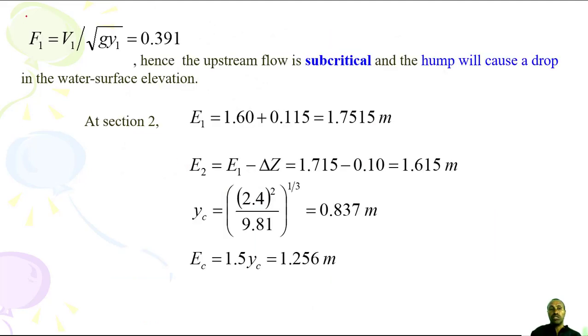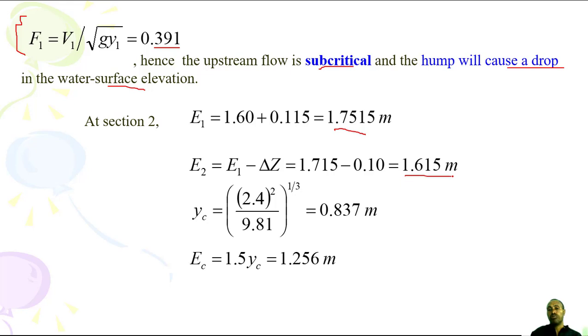But first, let us see the Froude number in the upstream, V1 divided by square root of g Y1, which is 0.391. Hence, the upstream flow is subcritical. The hump will cause a drop in water surface elevation, since it is a subcritical flow. Then at section 2, E1 is Y1 plus V1 squared kinetic head plus depth of water. Then E2 will be E1 minus del Z.